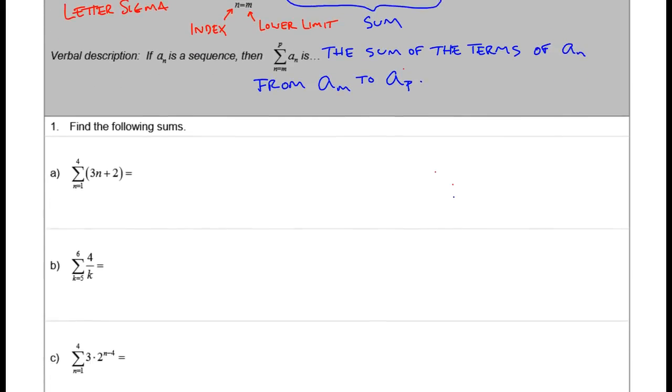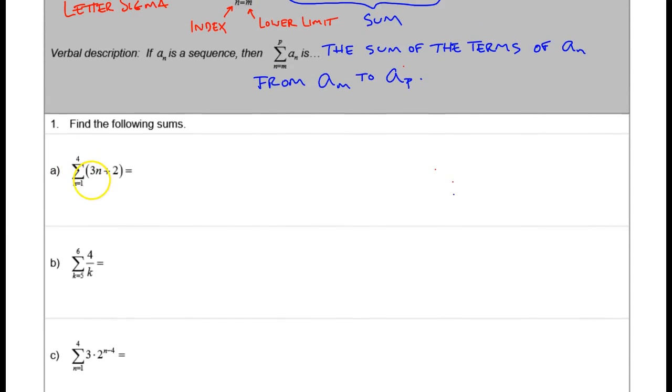So this first example, I have to sum the sequence 3n plus 2 from n equals 1 to n equals 4. So I'm going to go ahead and write this one out and show you each of the steps. My starting value is 1, so I'm going to do 3 times 1 plus 2. Then my index moves up to 2: 3 times 2 plus 2. My index then moves up to 3: 3 times 3 plus 2. And finally my index moves up to the upper limit, 4: 3 times 4 plus 2, and I stop there.